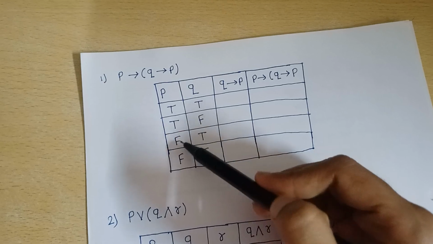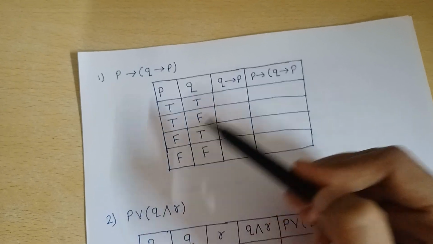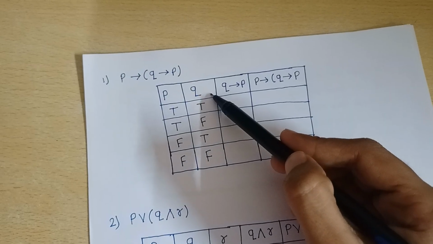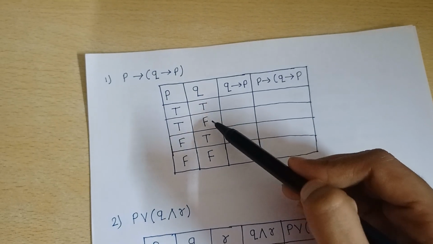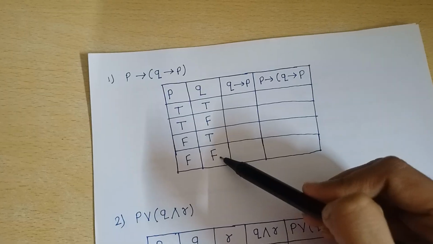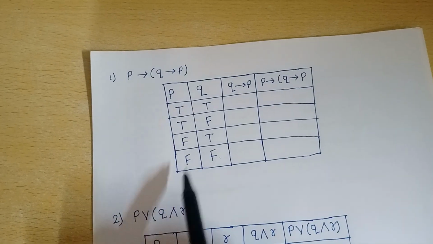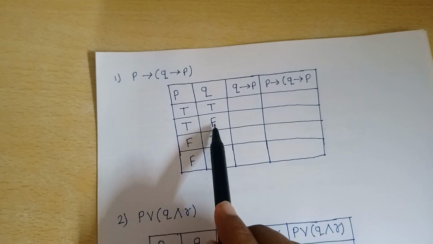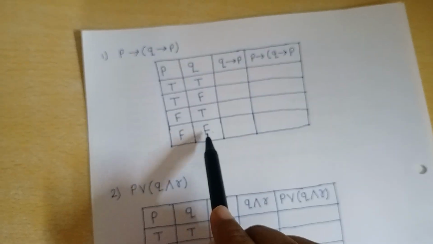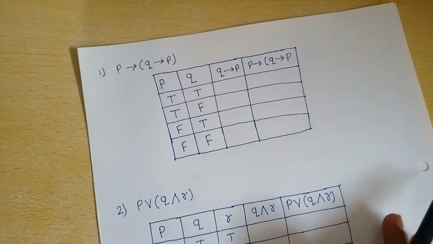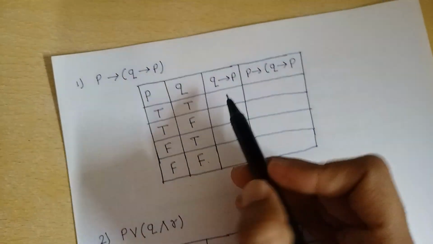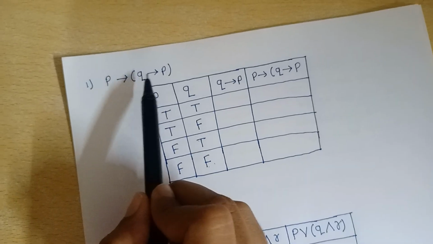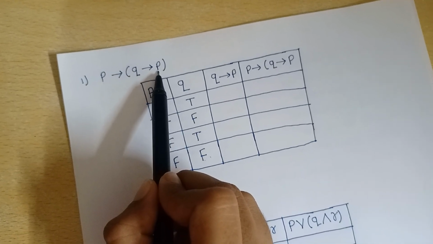Just like P starts with two true values and then two false values, and we will combine the Q like one true, one false, one true, one false. Like that, if we arrange, then all combinations of a true with a true, true with a false, false with a true and false with a false will be covered. Okay, we will see first P implies in bracket Q implies P.